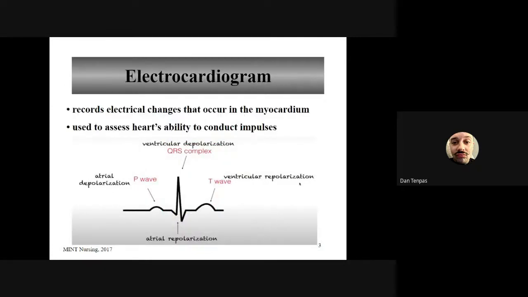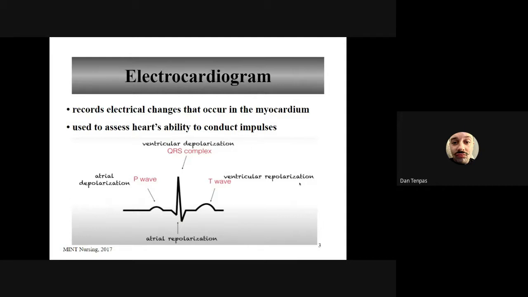Okay, so that's again what's going to really be controlling all this depolarization talk that I'm going to be talking about. If I talk about the electrocardiogram just as the basics of it, what we're doing here is recording electrical changes that are occurring in the myocardium. And that's going to be used to assess the heart's ability to conduct impulses.